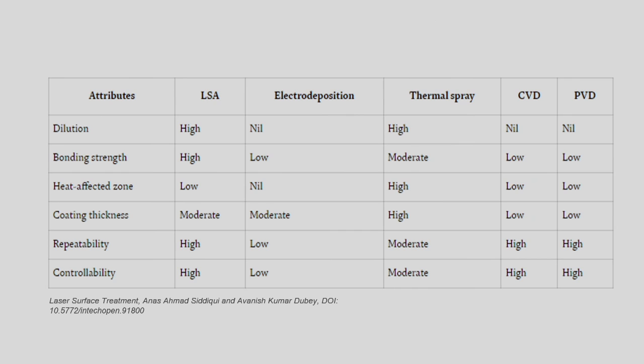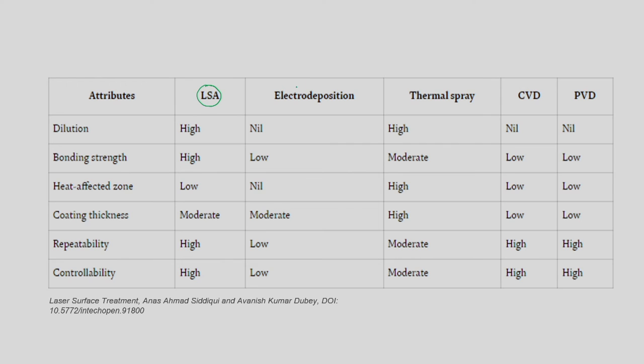On your screen we have around 5 different processes. The first process is laser surface modification. The second one is electrode deposition. The third one is thermal spray coating, CVD and PVD. So 5 processes have been taken, and let us see where the lasers stand.